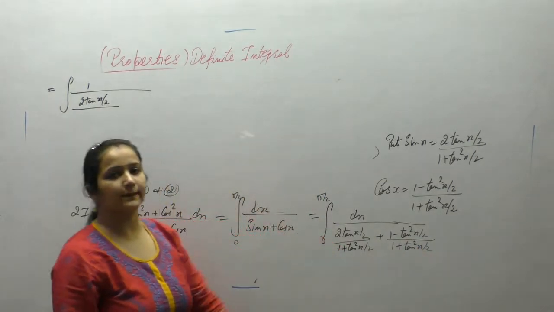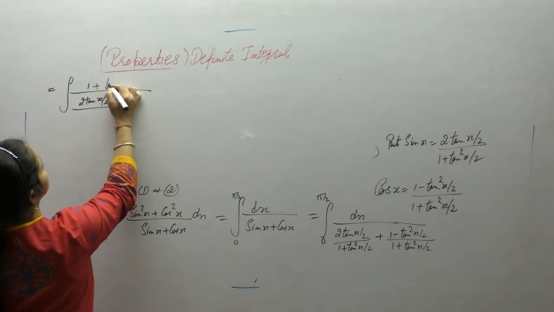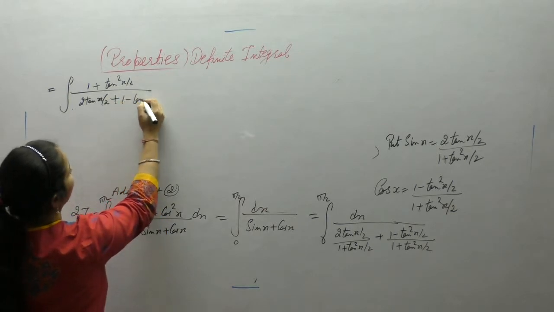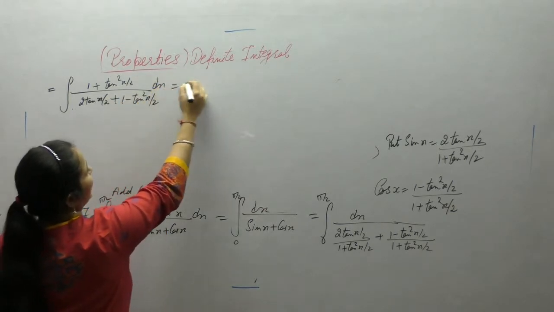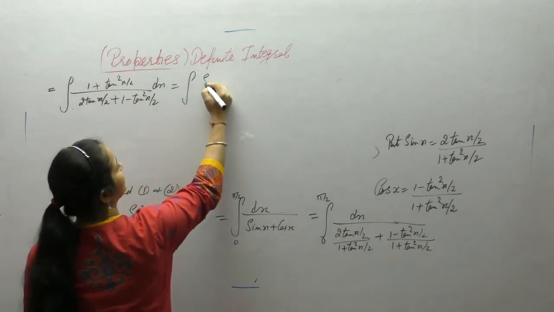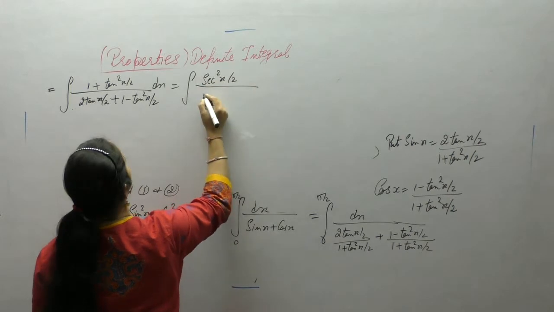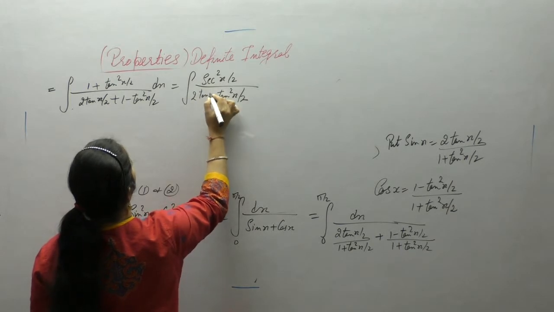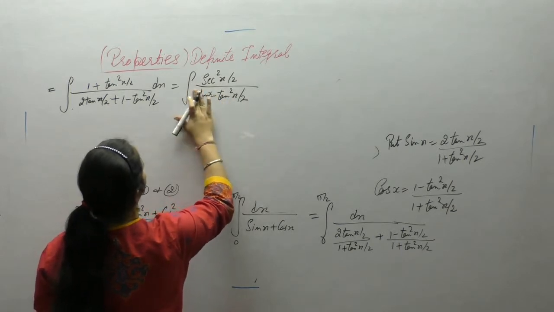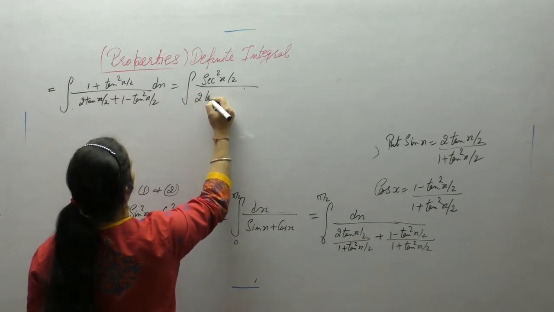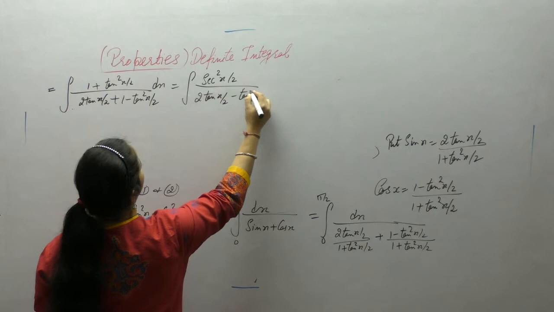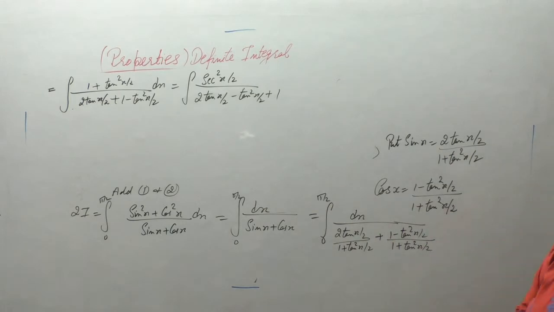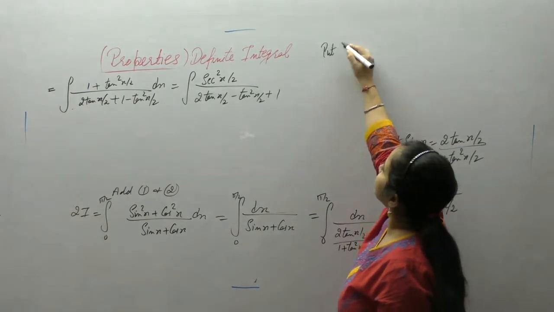Now take the LCM, 1 plus tan square x by 2, over 2 tan x by 2 plus 1 minus tan square. 1 plus tan square is sec square, so we get sec square x by 2 over 2 tan x by 2 minus tan square x by 2 plus 1. Now we have the derivative of tan in the numerator. So put tan x by 2 as t.